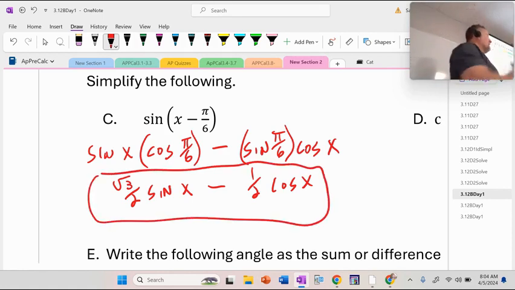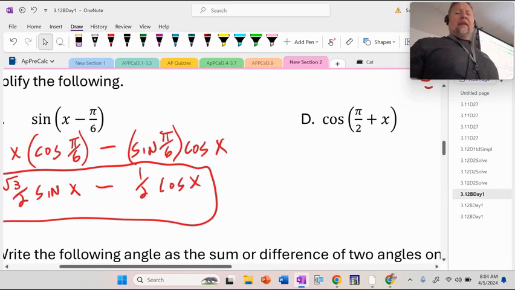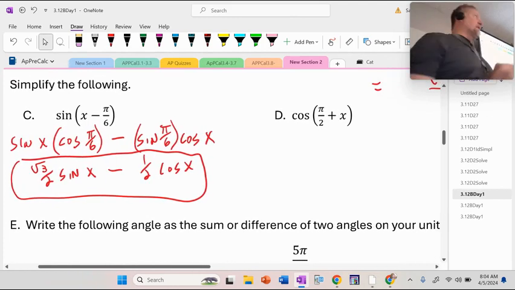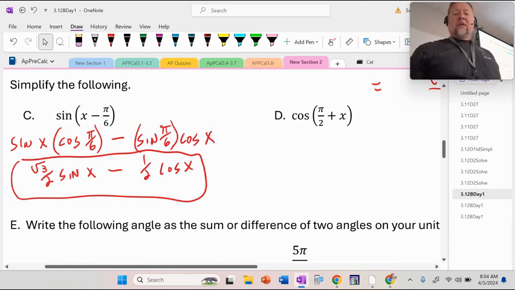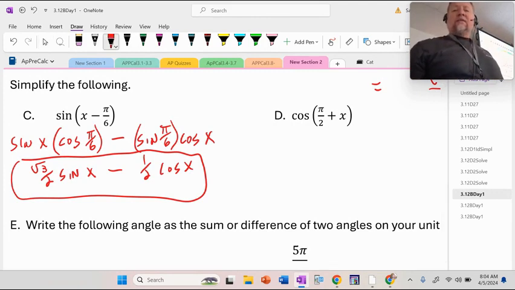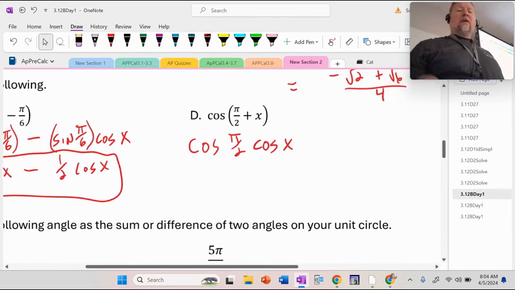Next one might be a little bit better. And things like this create new identities sometimes, and that's going to happen actually on our next page. Okay, so this one is, okay, what's cosine? Cosine is cosine, cosine. And then what's the sign here? Plus or minus? 3, 2, 1, go.